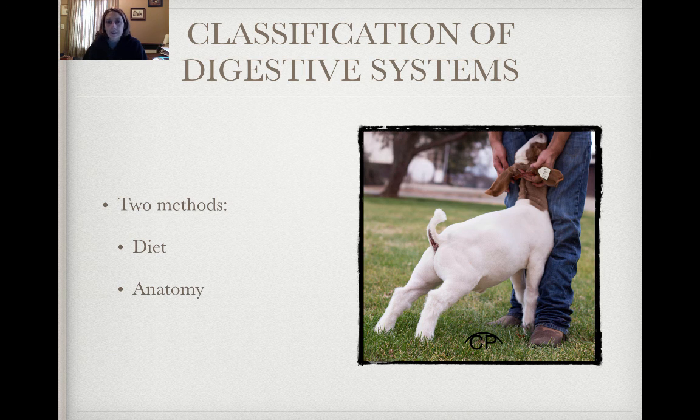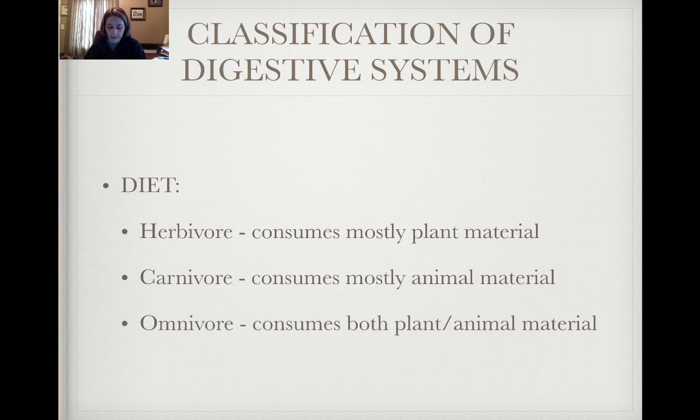In general, a simplistic way of classifying digestive systems is by 2 different methods: diet and anatomy. What do they eat and how are they built? In reality, we blend these 2 systems when we start classifying digestive systems to really get to how that animal can be fed. When we talk about diet, many of you have probably heard these terms before.